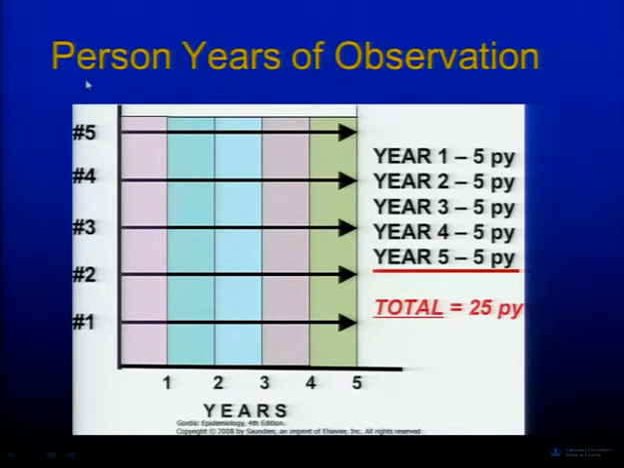On the y-axis, I have 5 people. This is person 1, person 2, persons 3, 4, and 5. Each of these people, I'm following up over a certain period of time. As it happens, no one dropped out of this study. It's a wonderful study. They all stayed in, all 5 of them, for the 5 years. So our total person-years for this group is going to be 25, because each person is contributing 5 person-years of follow-up. It's simply a combination of a person and how long they were followed.